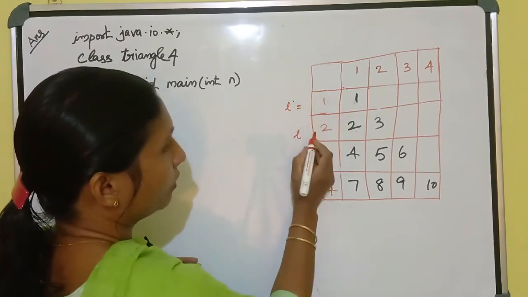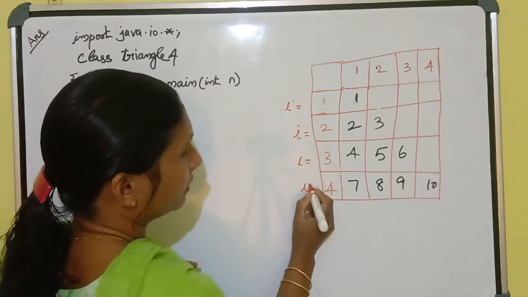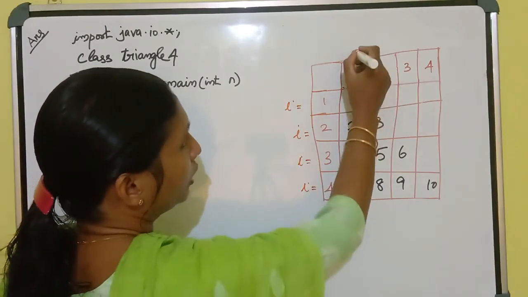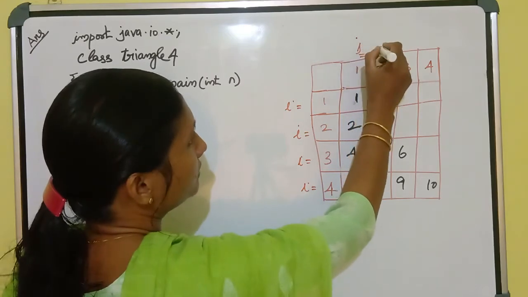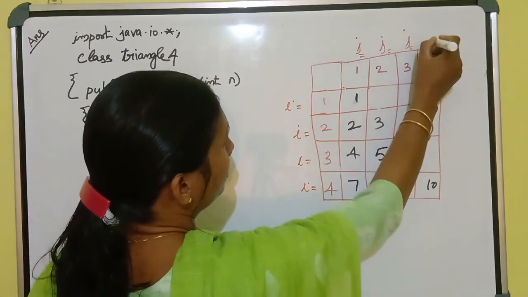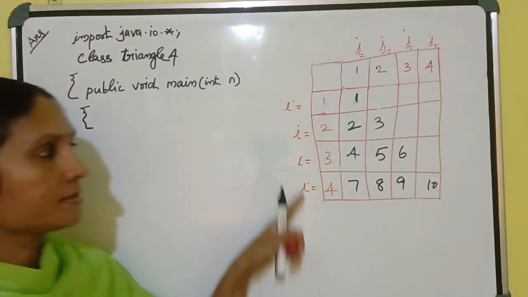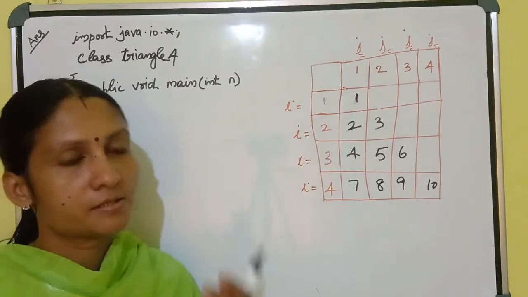In the first row I is equal to 1, the second row I is equal to 2, the third row I is equal to 3, the fourth row I is equal to 4. And the columns are represented with the help of J. J equal to 3 here, J equal to 4. Okay, like this way we can represent. See, I represents the rows and J represents the columns.